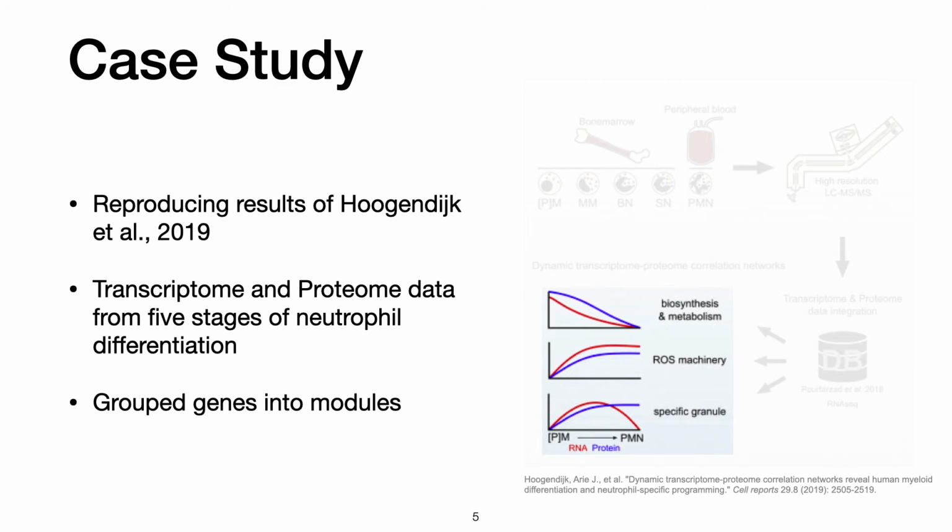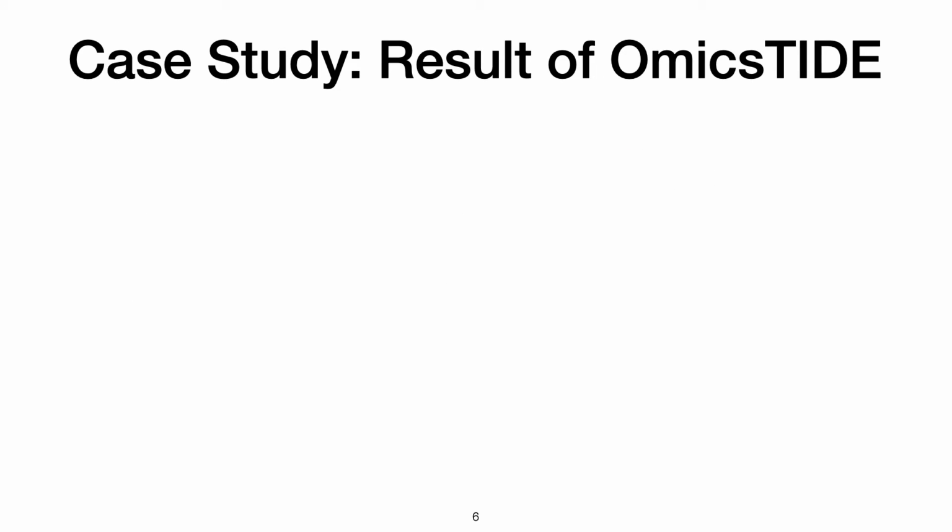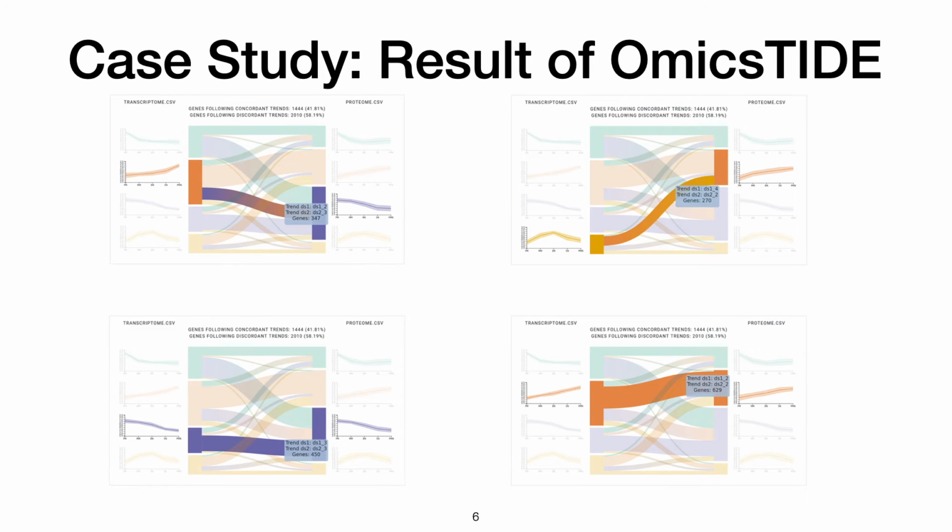Modules contain a trend of the transcriptome and of the proteome, and therefore are related to the intersections in OmicsTIDE. The authors analyzed the functions of the modules with a mixture of GO terms and other systems. Here you can see some modules, which they annotated with biosynthesis and metabolism, ROS machinery, and cell renewal. As a first step, we want to see if we can visually identify the same modules in OmicsTIDE by analyzing the intersections.